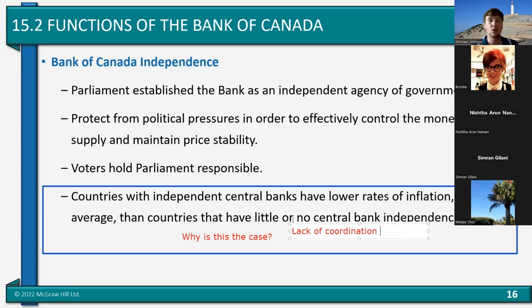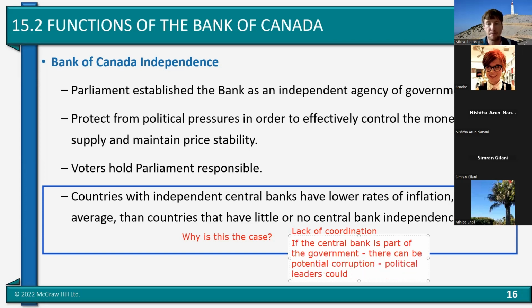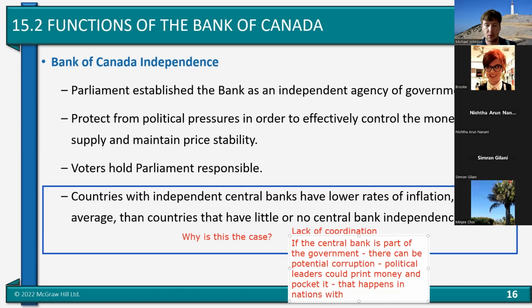Also, if the central bank is part of the government, there can be potential corruption. Political leaders could print money and pocket it. That happens in nations with central banks that aren't independent. So that does happen, and that's important.